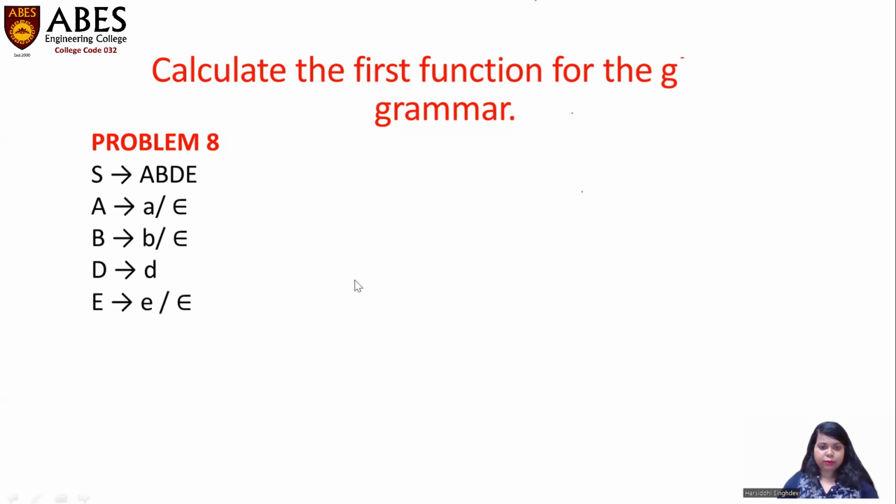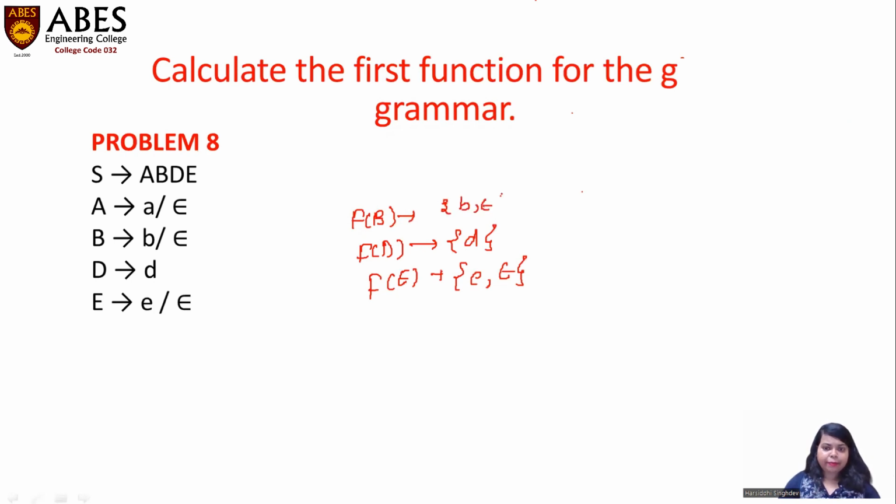Now we solve this question. So let's suppose, one minute. Let's suppose here we find the first of E. So first of E will be what? Either small e or epsilon. Then we see the first of D. First of D will be small d. That is a terminal symbol. Now we see first of B. First of B will be either b or epsilon. Now we see first of A. First of A will be either a or epsilon.